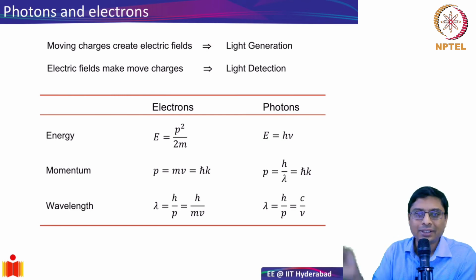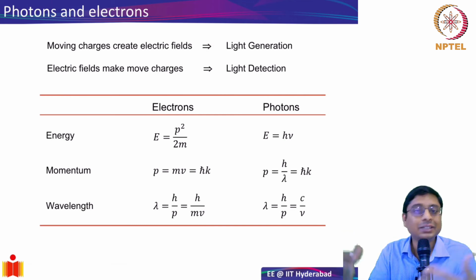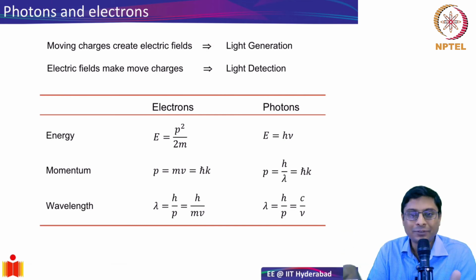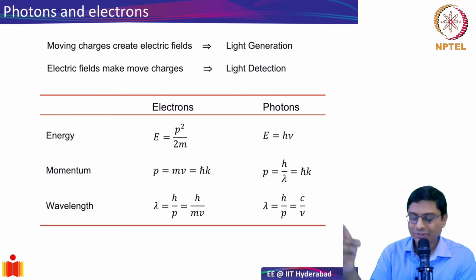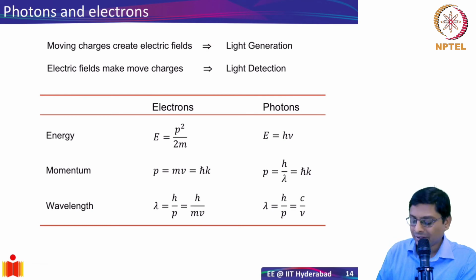So you see that the electrons and the photons are very intimately related. They're not completely different domains. They're related by some very fundamental physics. Here I'm listing out a few parameters to just emphasize this. You must have heard about the wave particle duality, right? So you can treat electrons and photons as waves or particles.